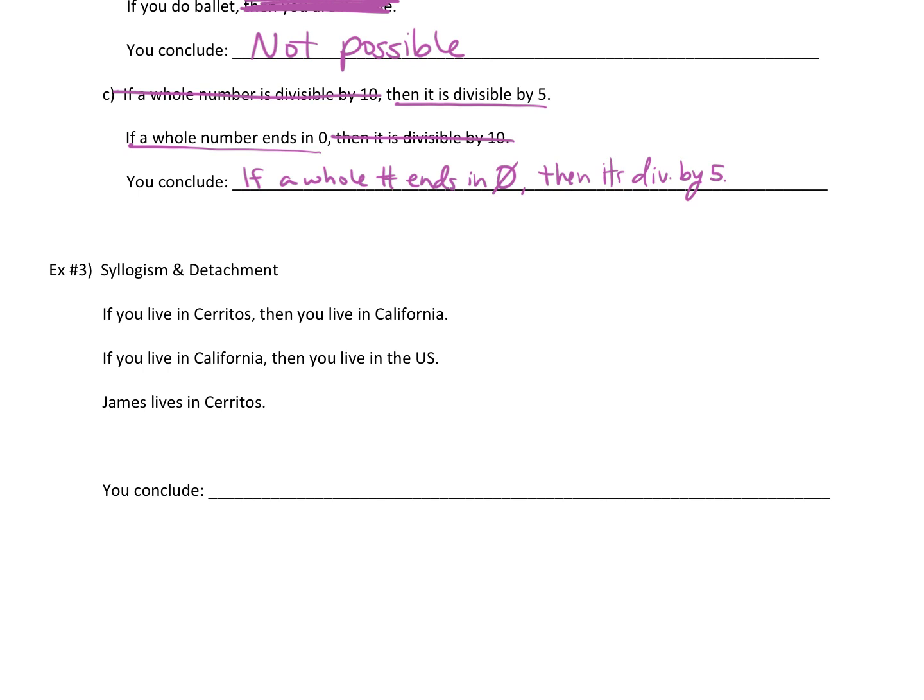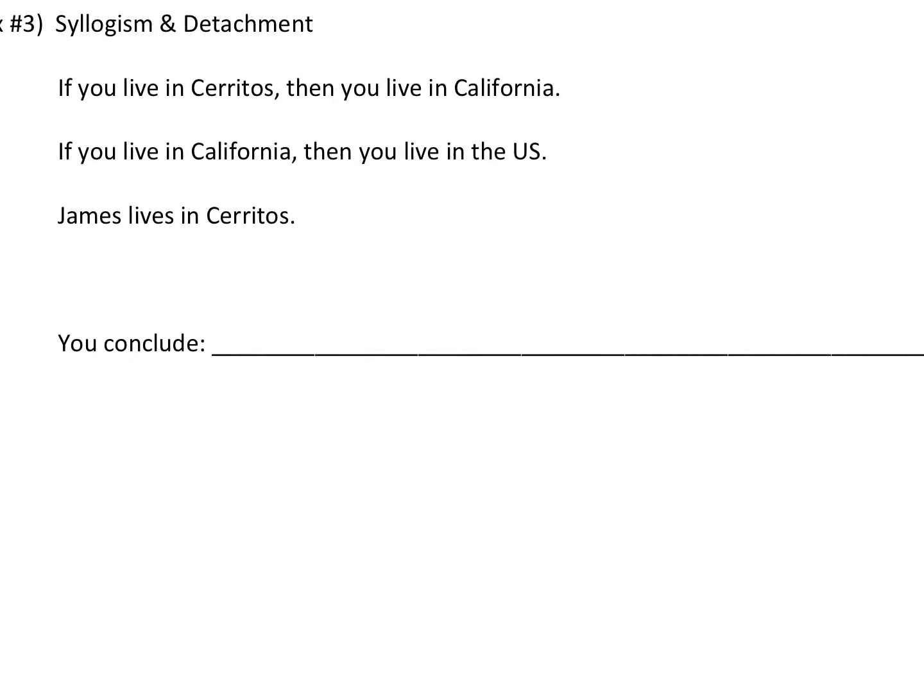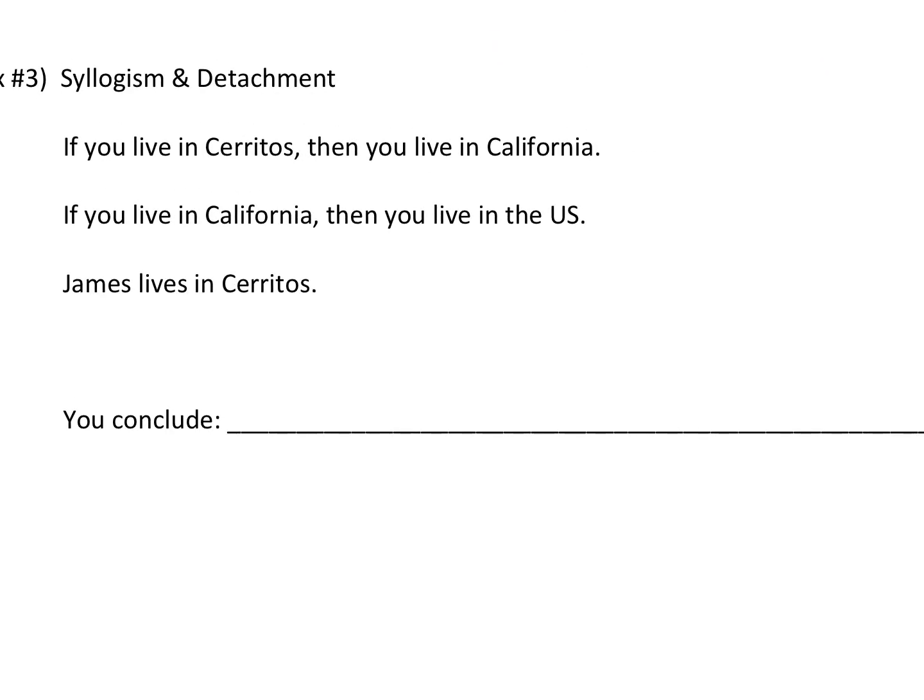Okay, so now we combine one big problem, syllogism and detachment together. This one says if you live in Cerritos, then you live in California. If you live in California, then you live in the US, and James lives in Cerritos. Yeah. So I crossed out the 2 Californias. Okay. I like that. And then my conclusion is that James lives in Cerritos and also in the US.